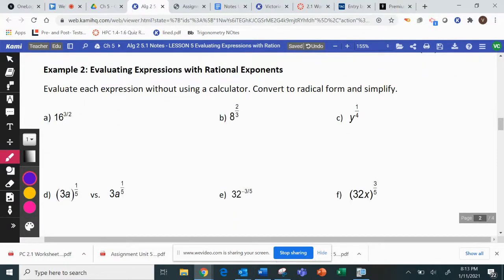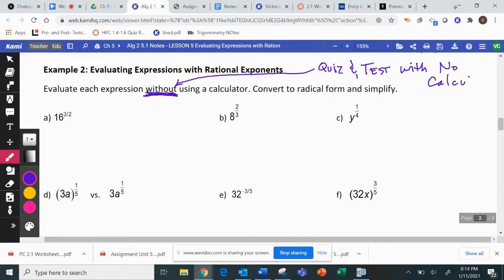So we're going to evaluate each expression without using a calculator. And I can't stress this enough. You will have quizzes and tests with no calculator. Okay. So we're going to evaluate this.